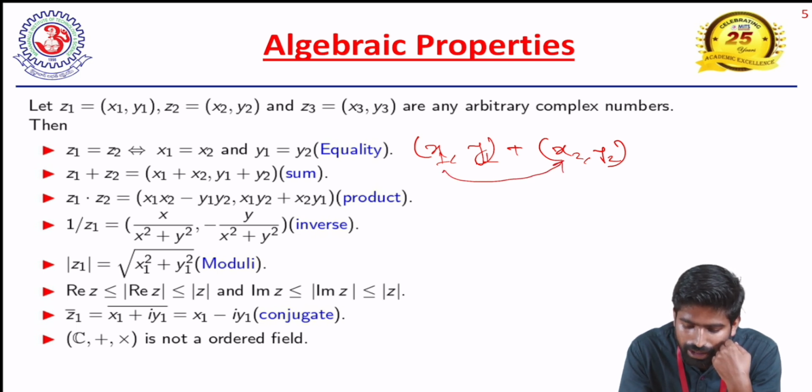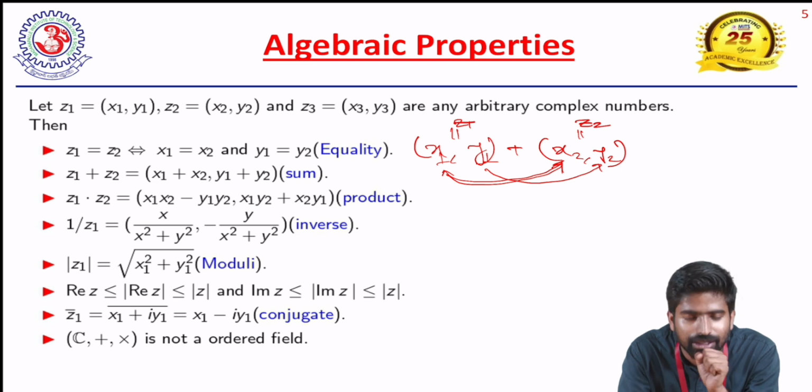The first element x1 will be added to this one, and the second element will be added to this one. For example, these represent the complex number z1, this represents the complex number z2. So the addition is done in a similar way. Similarly, the subtraction will go in that way.